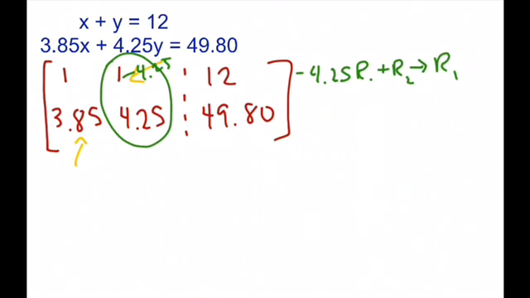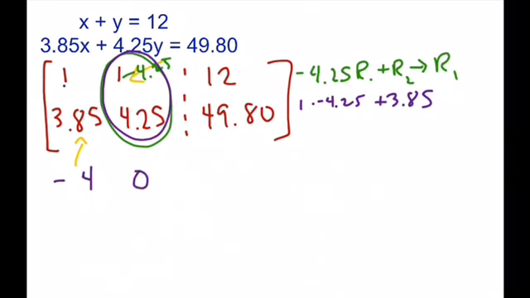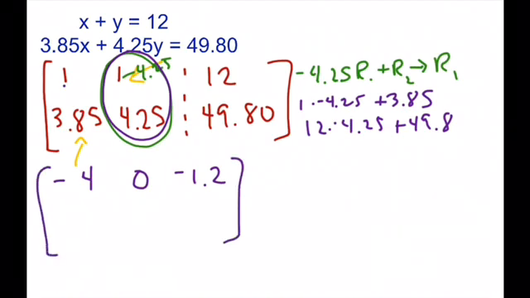So when I do that, I'm going to have 1 times negative 4.25, and then I'm going to add that to 3.85. When I do that, I'm going to get negative 0.4. And then, of course, these numbers right there give me my 0. And then 12 times negative 4.25 plus 49.8 is going to give me negative 1.2. And then the second row is not going to change.